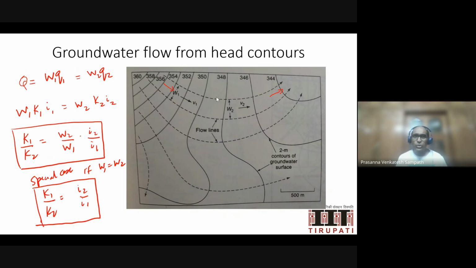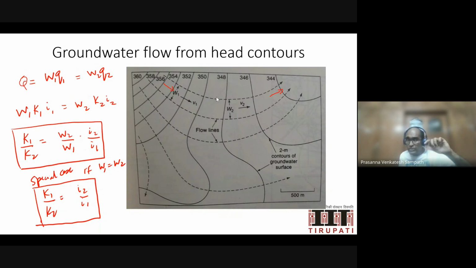Okay. So I1 is 2 meters divided by the distance between the contours. I2 is 2 meters divided by the distance between the contours. The denominator for I1 is smaller than the denominator for I2, so I1 will be larger than I2. Correct? The hydraulic gradient is smaller at region 2 compared to the hydraulic gradient at region 1.